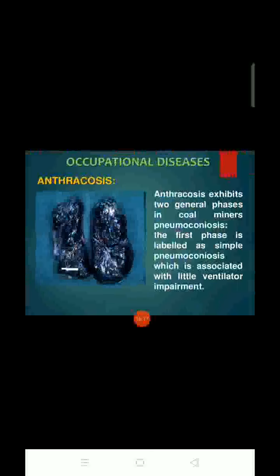Next is anthracosis. Anthracosis exhibits two general phases. In coal miners' pneumoconiosis, the first phase is labeled as simple pneumoconiosis, which is associated with little ventilatory impairment. It happens to those people who are working in coal factories and coal mines.